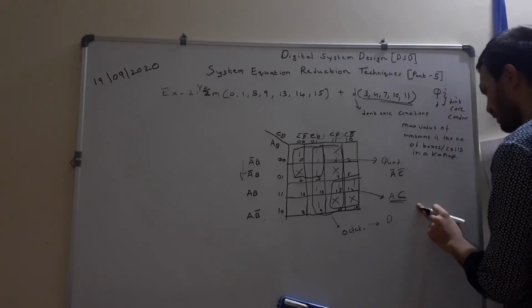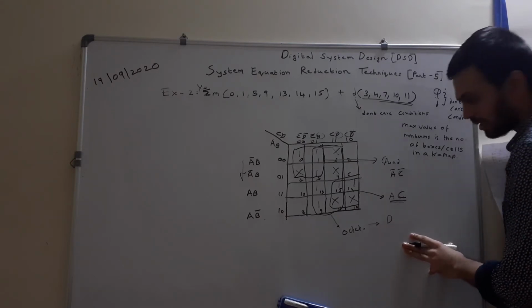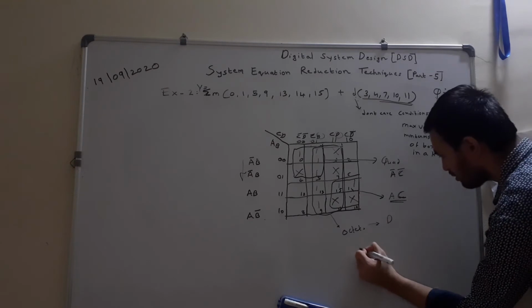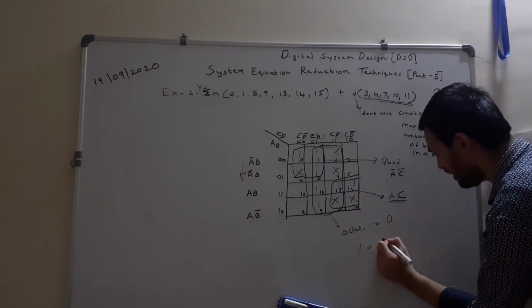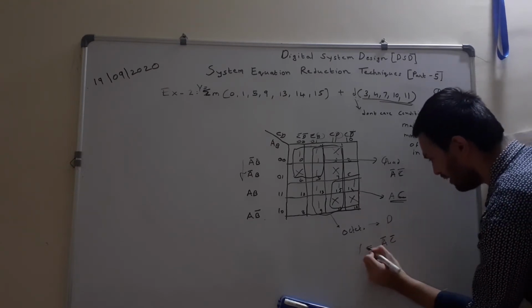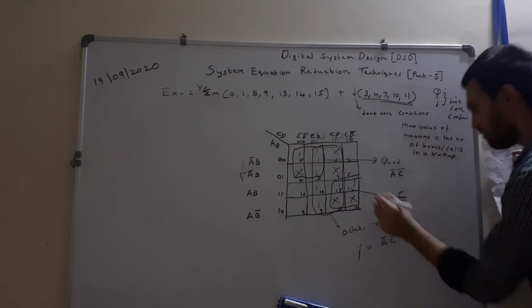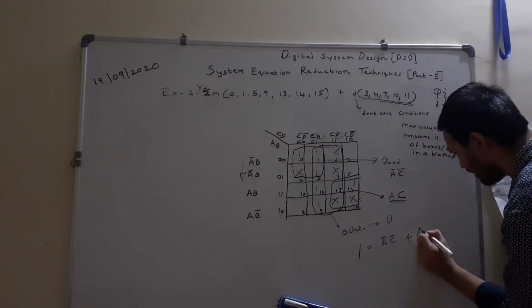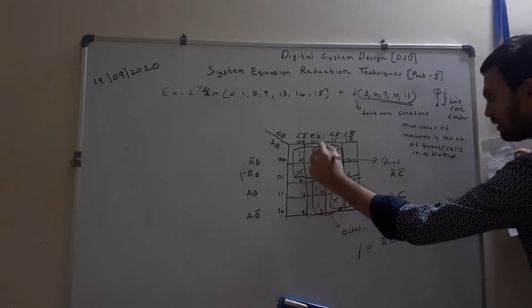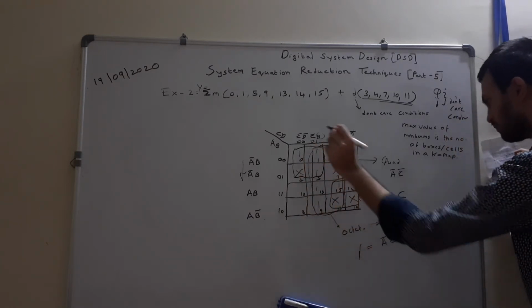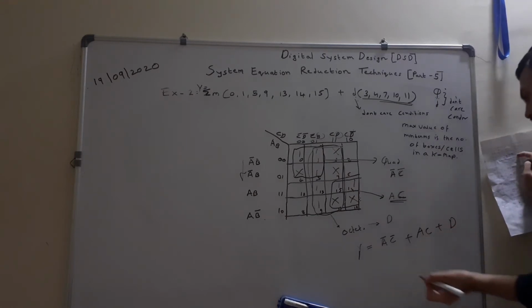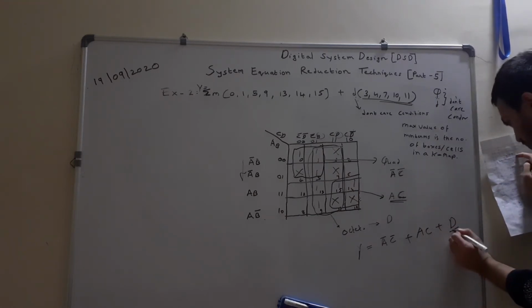So now we have simplified this particular expression. Let us write its final output. From the first quad we get A bar C bar, plus from the second quad we get AC as the output, and from this particular octet we get only the variable D.